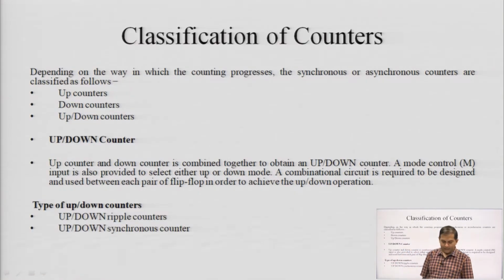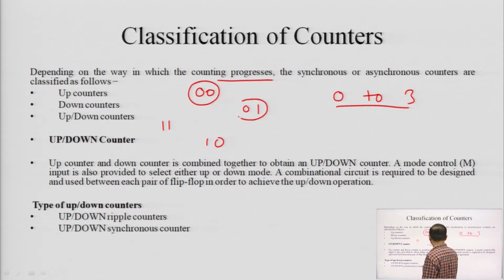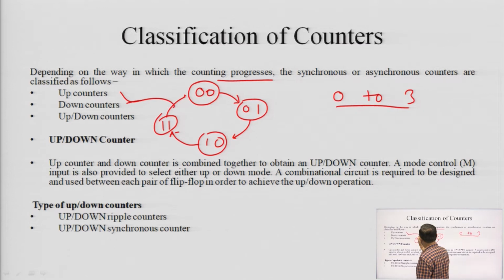Next, classification of counters. Depending on the way in which the counter progresses, synchronous or asynchronous counters are classified as up counter, down counter and up/down counter. Suppose we have the sequence 00, 01, 10 and 11. It is counting from 0 to 3. If we count like this, first 00, then 01, then 10, then 11, this is called an up counter.